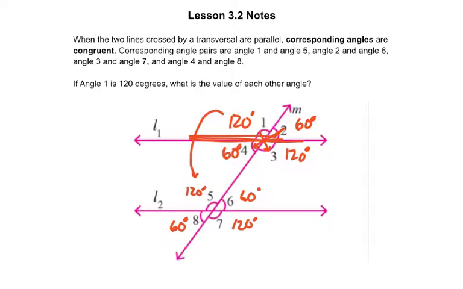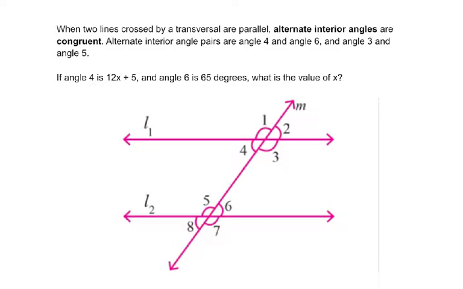I would use straight lines and subtract from 180. I could use vertical angles. I could use corresponding angles. And I can use any of the tricks on the next couple of slides. So now we're talking about alternate interior angles.